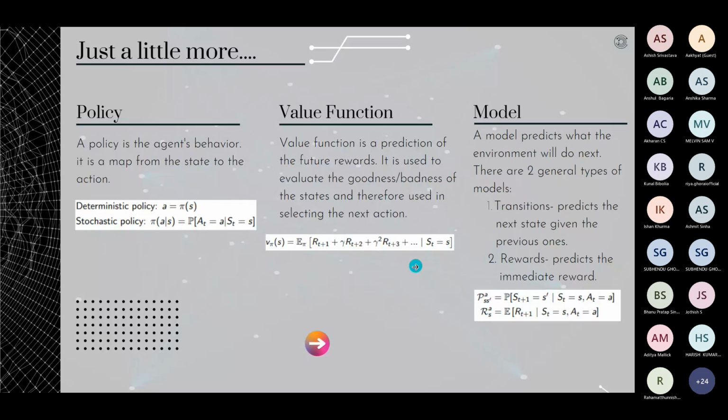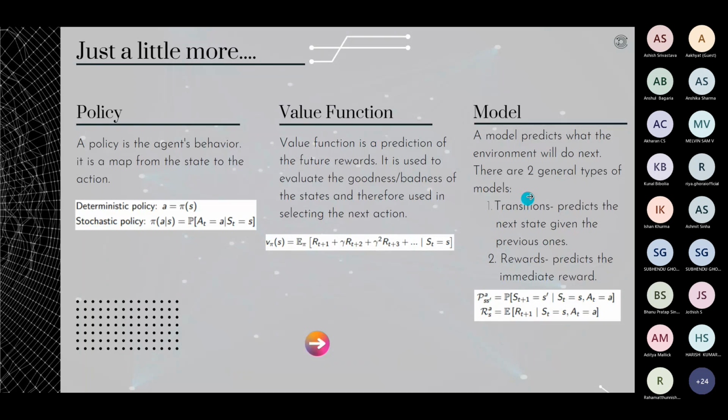And finally, what is a model? A model is basically something that predicts the environment, that is, what the environment will do next. Say you have a particular policy and you are in a particular state. That policy will tell you what action you have to take, and it will send the agent to a different state. Now this different state is determined by a model. So a model will tell you what that next state is going to look like, based on what action you have taken from the previous state.